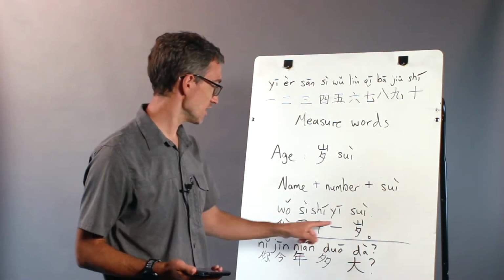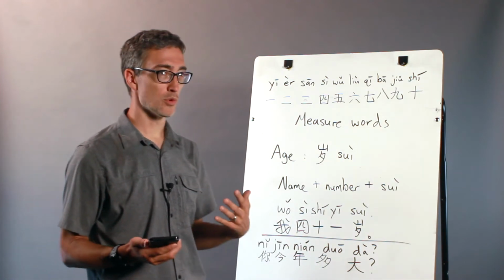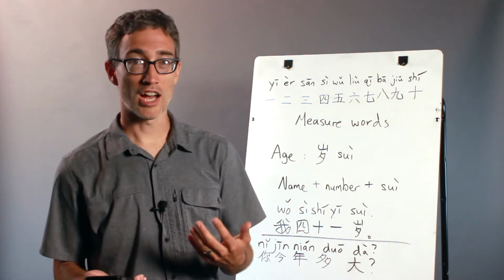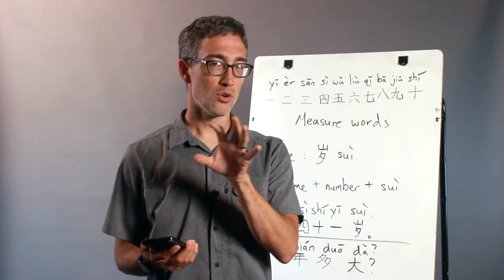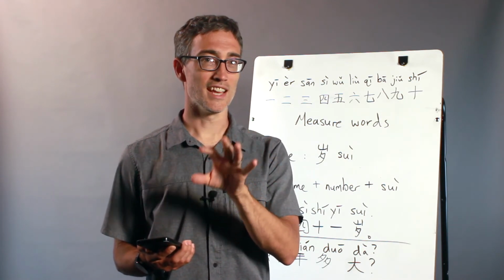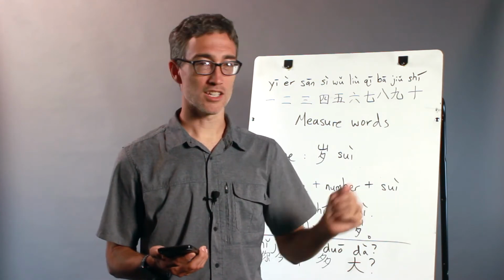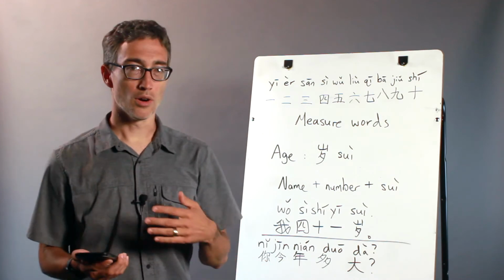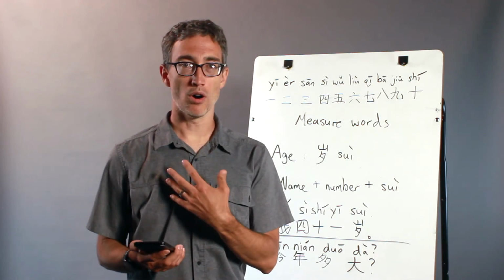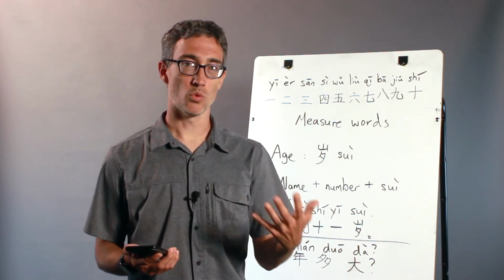41. 我41岁. So if we want to say a child is 2 years old, how do we say 2 when there's a measure word? It's 两岁. 他2岁. He or she is 2 years old. 他2岁. 我宝宝1岁. My baby is 1 year old.